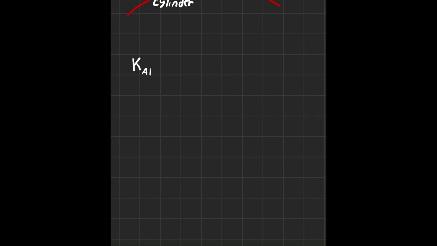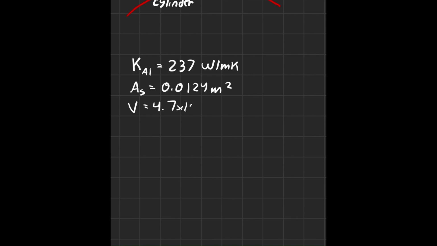The thermal conductivity of aluminum is 237 watts per meter Kelvin. The surface area exposed to the environment is 0.0124 square meters, and the volume is 4.7 times 10 to the negative 7 meters cubed. This means the characteristic length is 3.4 times 10 to the negative 5 meters.